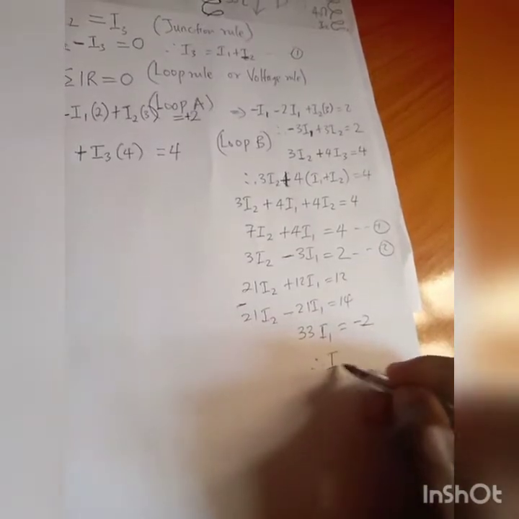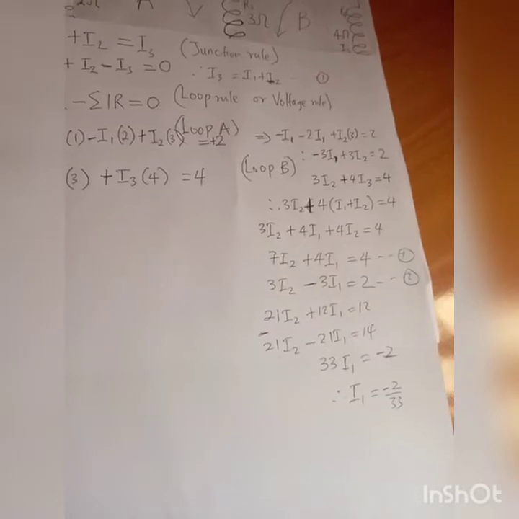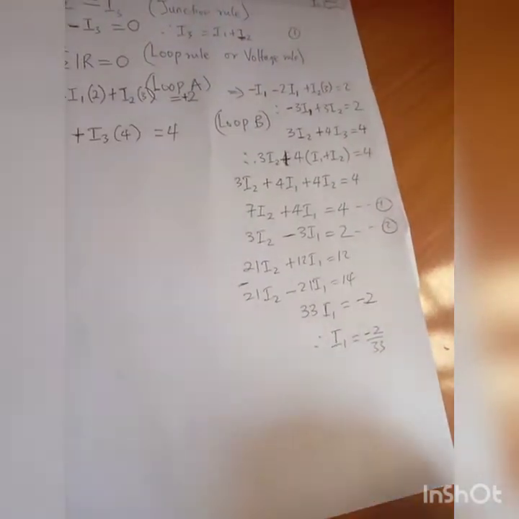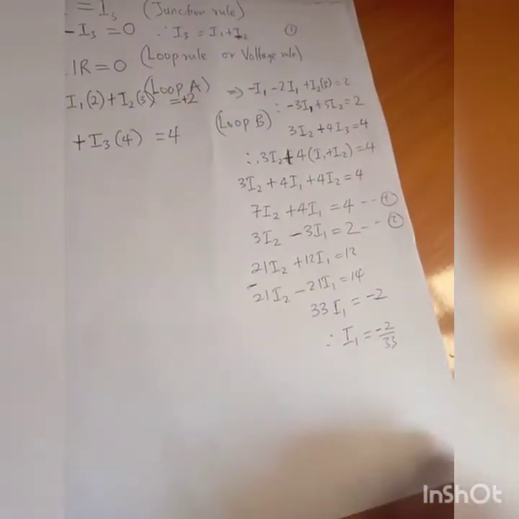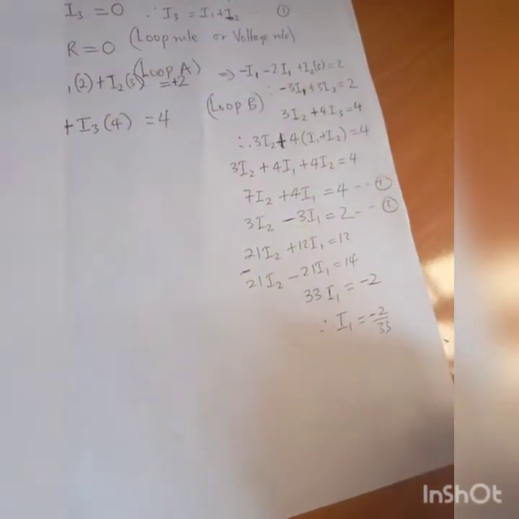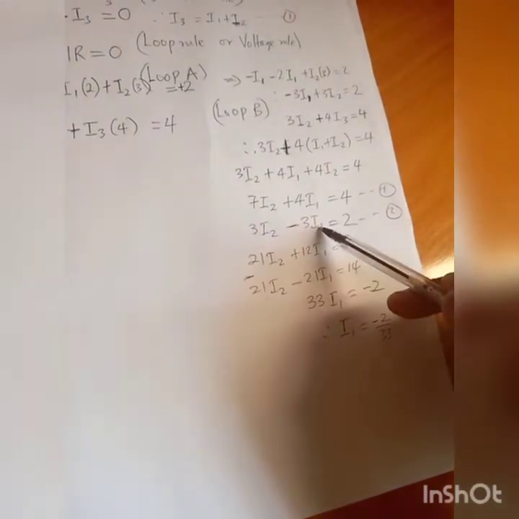Therefore, I1 is equal to minus 2 over 33. Okay? So we'll be able to get our I1. We now say to get our I2, what do we do? This is I1. You put it here.